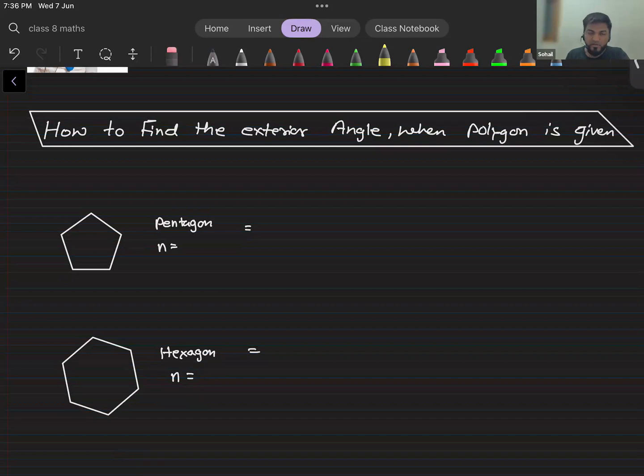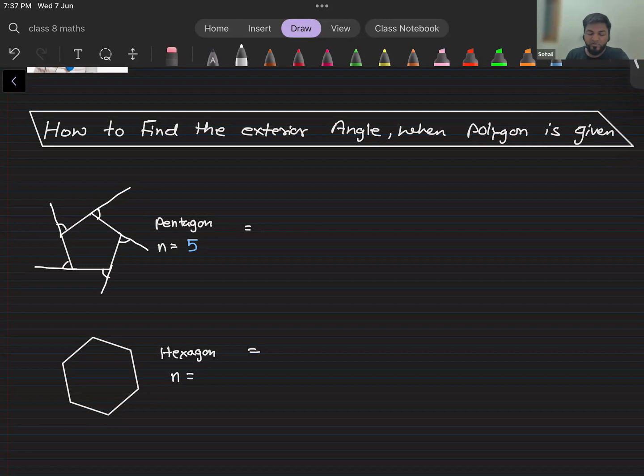So see, this is a pentagon here. We know a pentagon has 5 sides. So how do we calculate the exterior angles of a regular polygon here? Here we are talking about a regular polygon. What do you guys understand by a regular polygon? Sir, the sides and the angles are equal. Exactly, guys. That is what a regular polygon is about. So all the sides and all the angles are going to be equal.